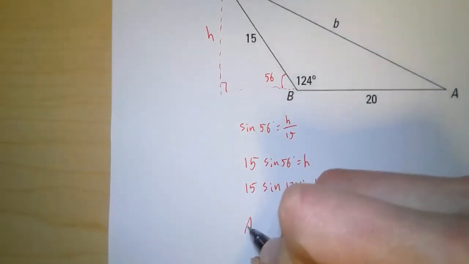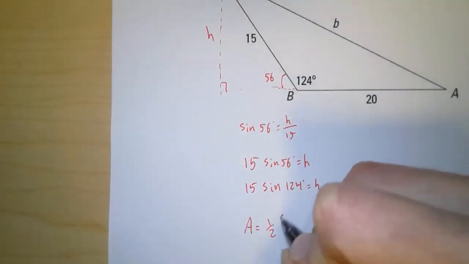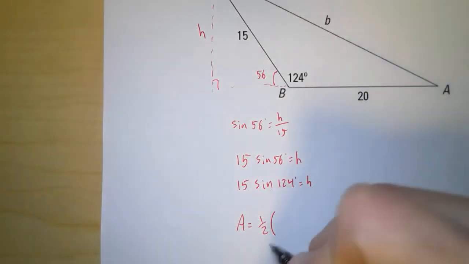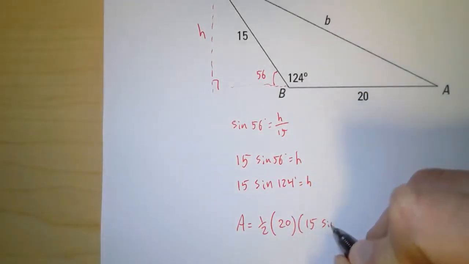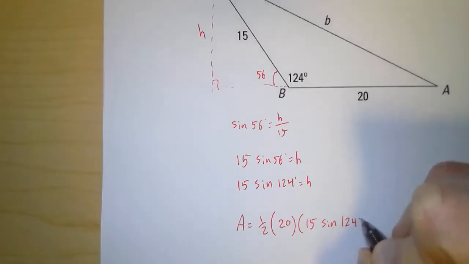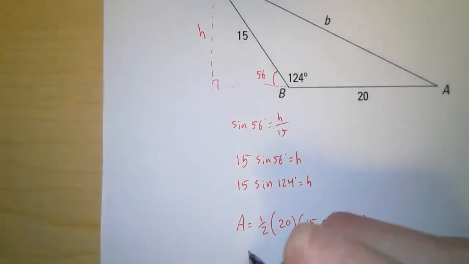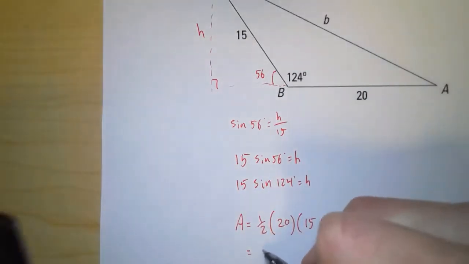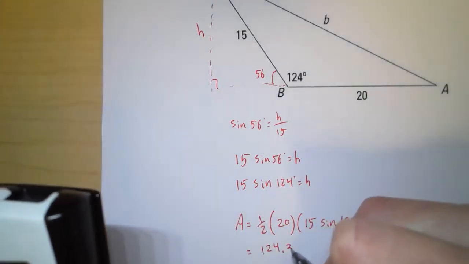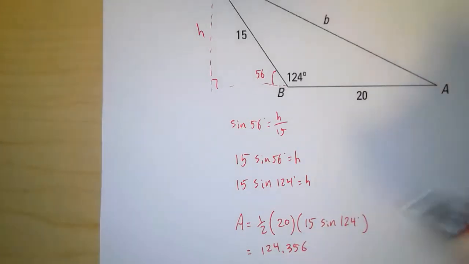So for this triangle, the area is 1/2 the base, which is 20, times the height, which is 15 sine of 124 degrees. And so as a decimal approximation, that's going to be 124.356.